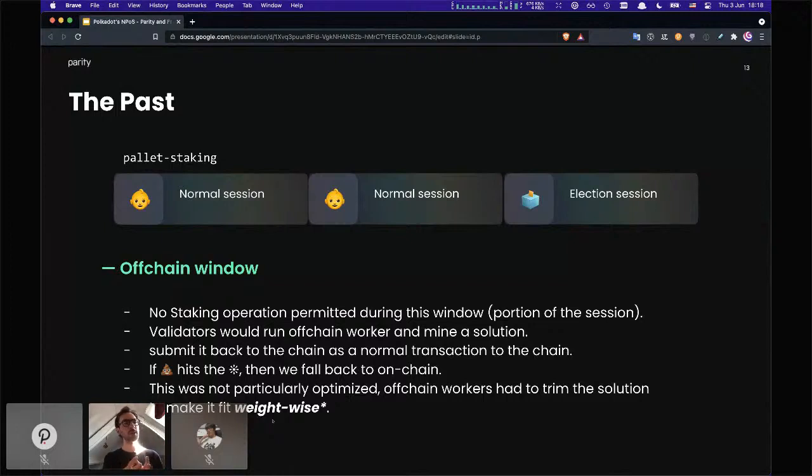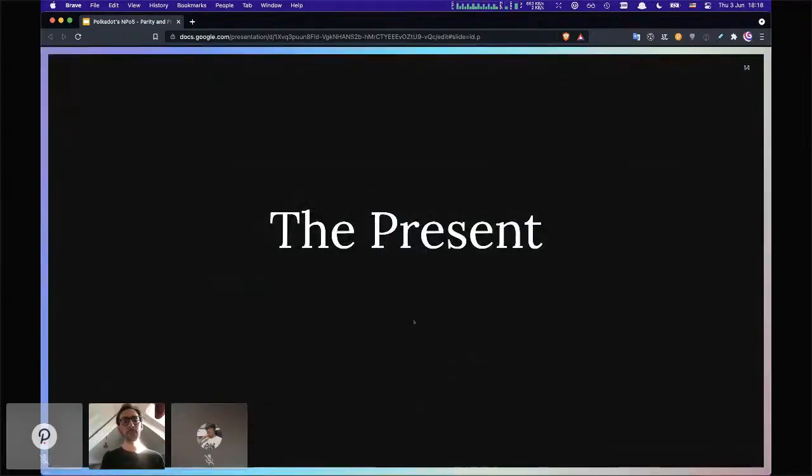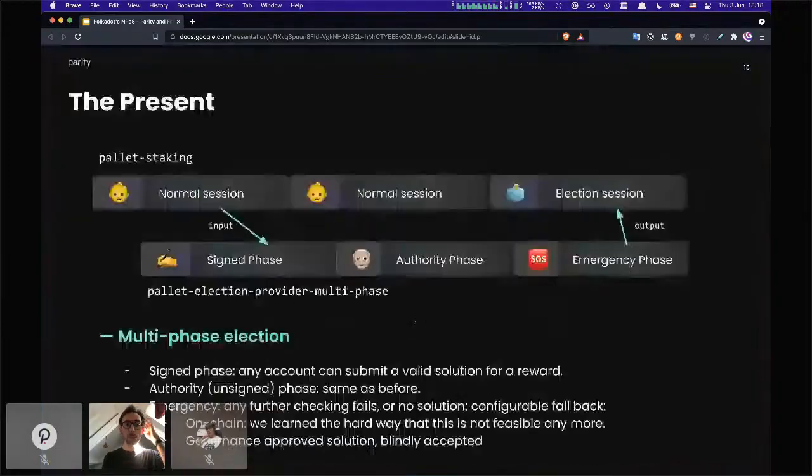And all of this was rather inefficient, weight-wise, which led to the fact that Polkadot until recently had to trim the election solution when it was being submitted back to the chain in order to make it fit into the block, which was the reason that the number of nominators was effectively limited on Polkadot until recently. But this brings us to the present, where quite recently all of this was refactored.